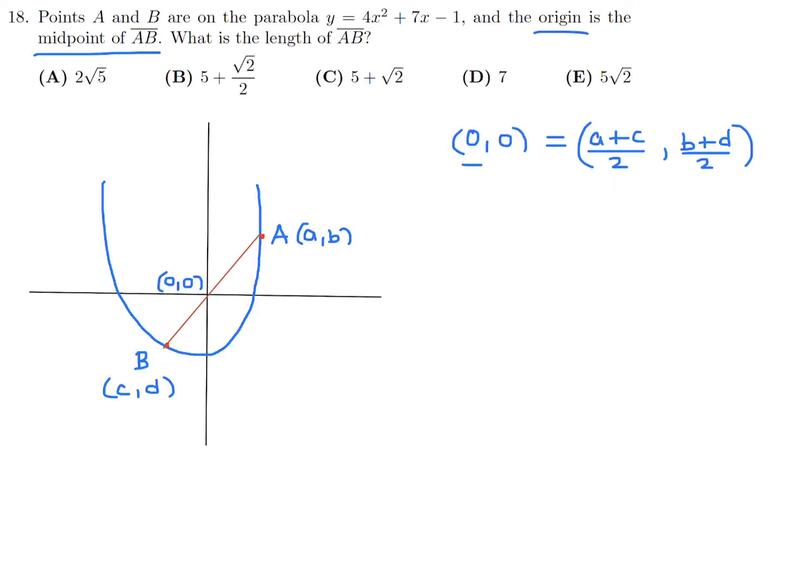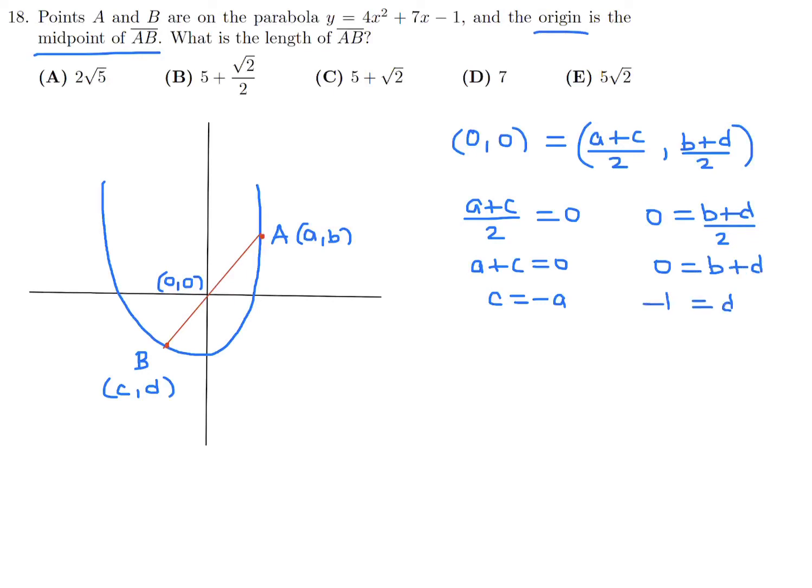So from the first one, we get that (a + c)/2 is equal to 0. That means a + c is 0. Therefore, a is equal to negative c, or c is equal to negative a, whichever way you want to write it. And then from the second one, we get that 0 is equal to (b + d)/2. And therefore, 0 is equal to b + d, and therefore, d is equal to minus b. So this (c, d) we can essentially write as (-a, -b). All right, so here you have (a, b), here you have (-a, -b).